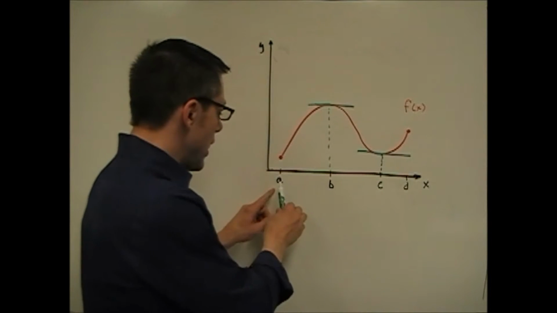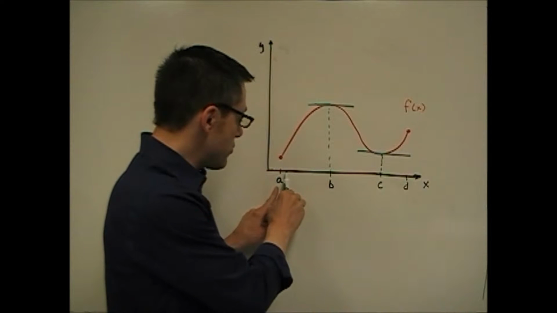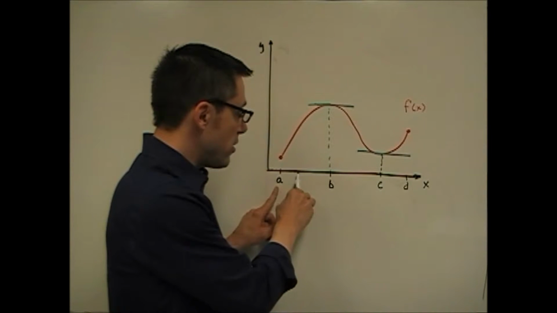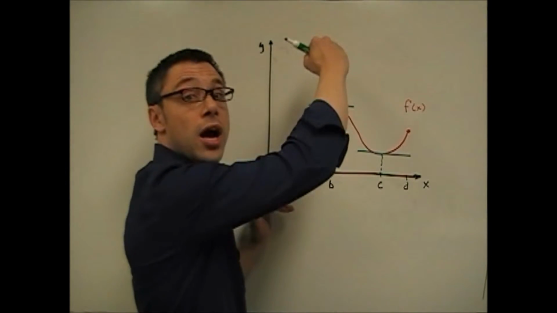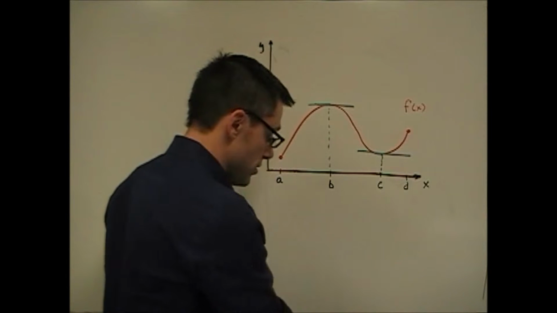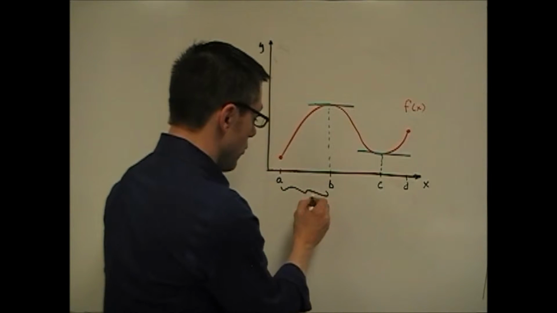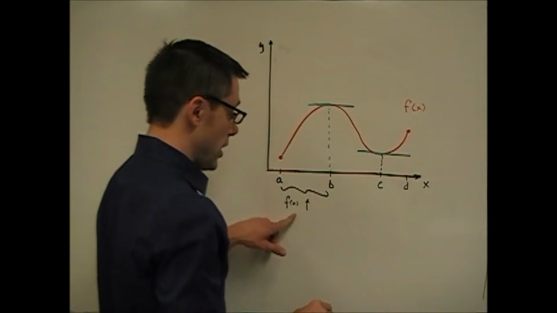Now, notice also that the function clearly is increasing between A and B. We can see that as we plug in x values from A to B, the corresponding y values are going up. So we've already seen, by our precise definition, the function's increasing here from A to B. So over this interval, the function is going up. And I'll write f of x is going up.